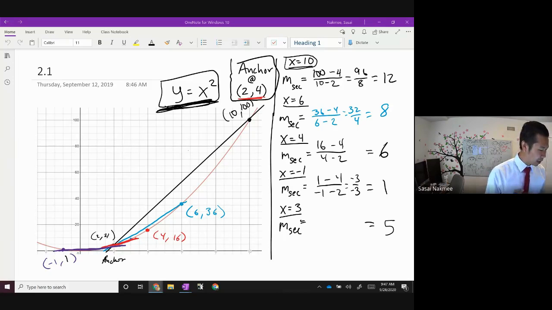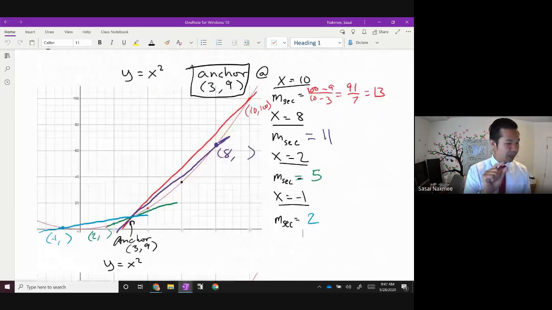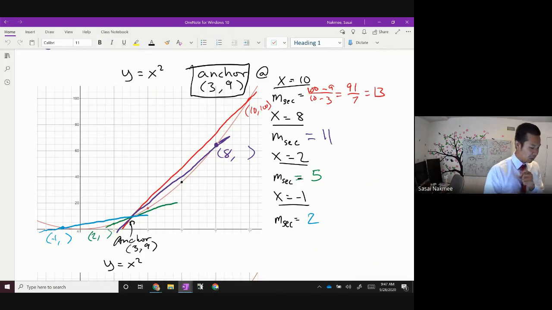We changed the anchor point after we did it for the first one. Our anchor point was at (2, 4), and then we calculated the slope as I moved the dot along these different x values. So x equals 6, x equals 4, x equals -1. And we calculated the slope for all of these, right? And then we moved the anchor point to (3, 9), and we calculated those slopes for the anchor point being at (3, 9).